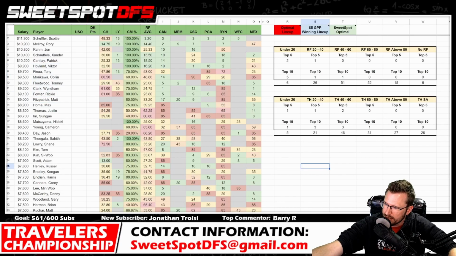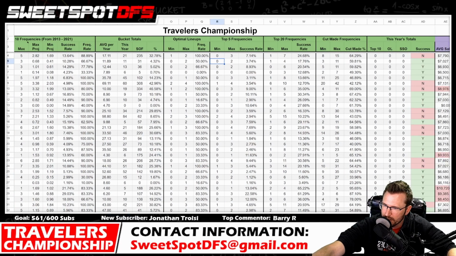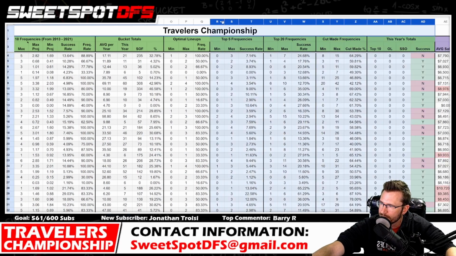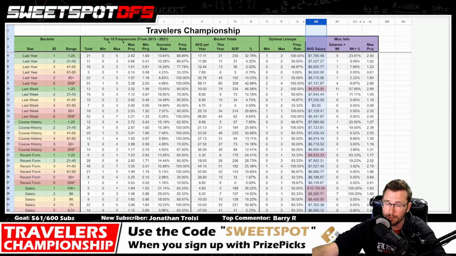Let's get into the bucket system for the Travelers Championship. I need to hide some of these columns. We don't need to see some of this information. Basically, I'm going to go bucket by bucket, covering the projections that I have, or the projections that I think.